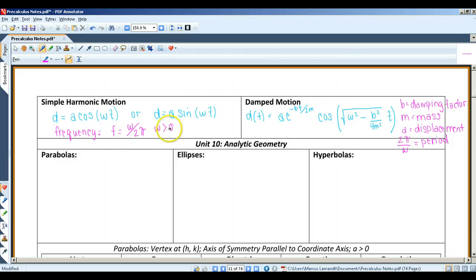The displacement d of an oscillating object from its at-rest position at time t is given by this equation, where b is the damping factor, or sometimes it's called the damping coefficient, and m is the mass of the oscillating object. Here, a is the displacement at time equals 0, and once again the period is 2 pi over w. This also applies to the simple harmonic motion over here. And that's it for Unit 8.